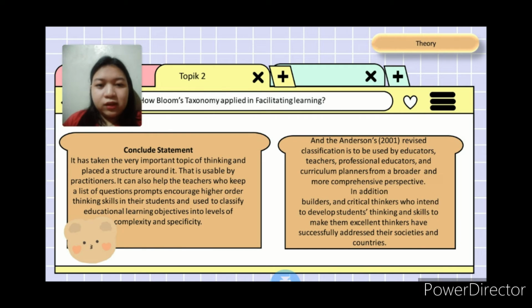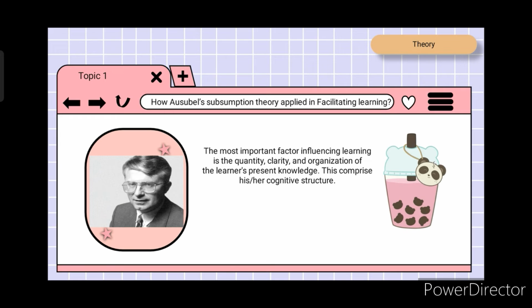The taxonomies are extremely useful tools in building awareness of types of thinking, from simple to more complex and challenging types of thinking and learning. It also assists in defining the levels of complexity. The most important factor influencing learning is the quantity, clarity, and organization of the learner's present knowledge.